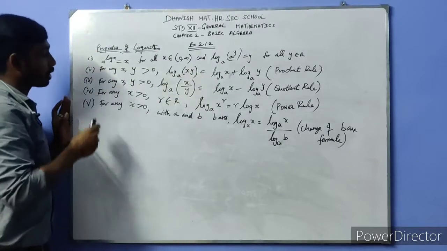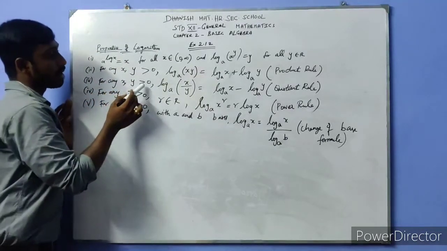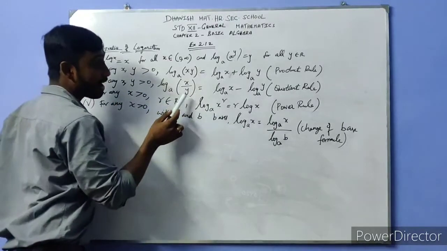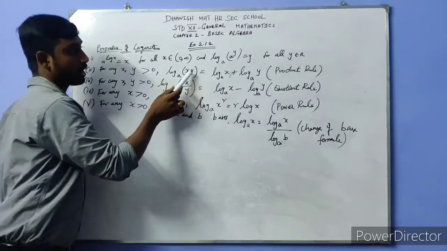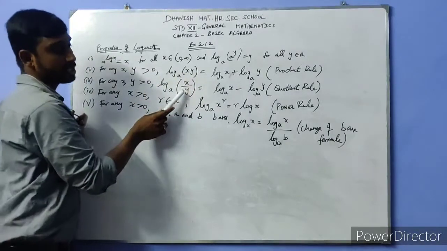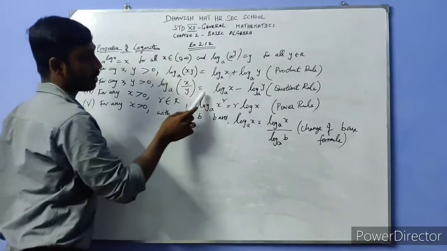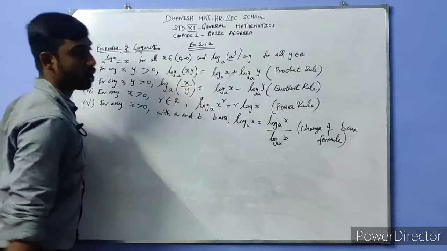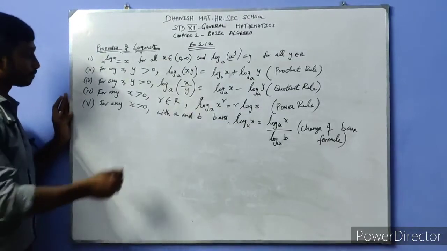Then the third property: for any x, y greater than 0, log_a of x divided by y. In the product rule we are using the multiplication method, here we are using the division method. x divided by y equals log_a x minus log_a y, the quotient rule. We already studied this in the previous exercise.